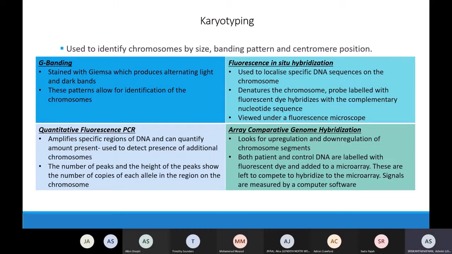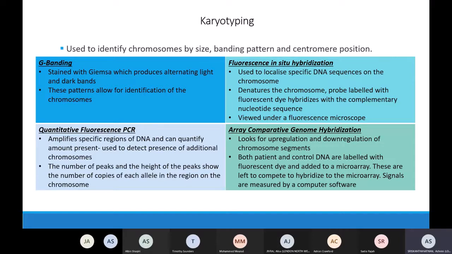FISH, so your fluorescence in situ hybridization, detects the location of specific DNA sequences on the chromosomes, and it looks at it during interphase or metaphase specifically, and it allows you to understand specific genes or portions of genes which might be abnormal. And then you've got your quantitative fluorescence PCR. So this basically detects the number of chromosome copies, and it uses a method of amplification to repeat the sequences to determine the presence of the different alleles as well.